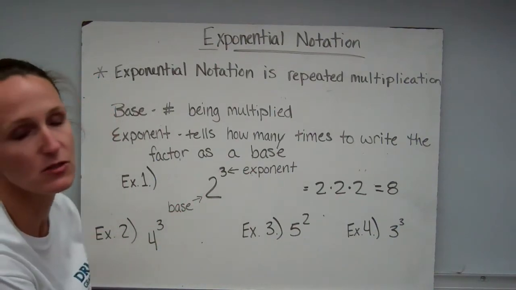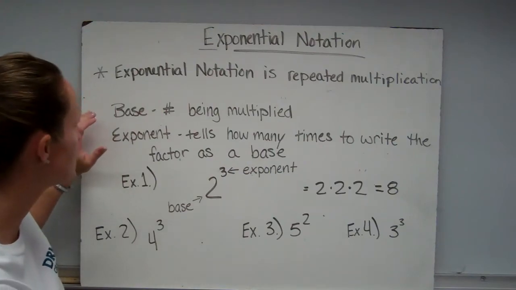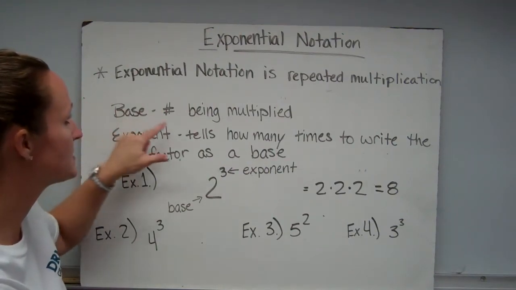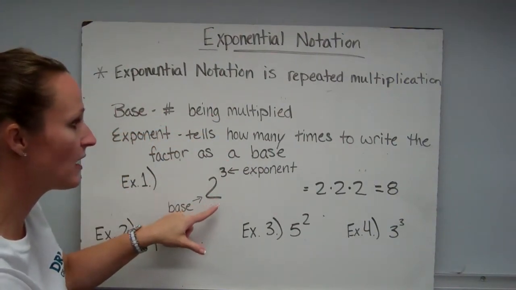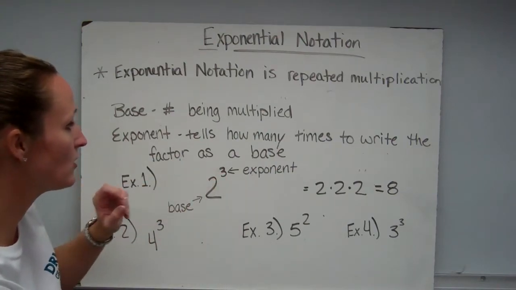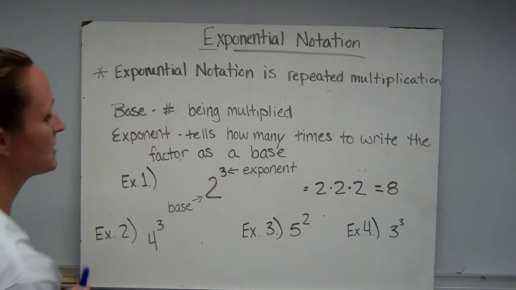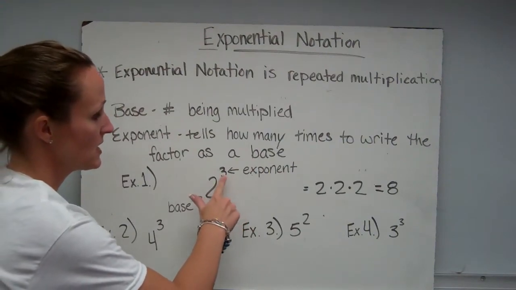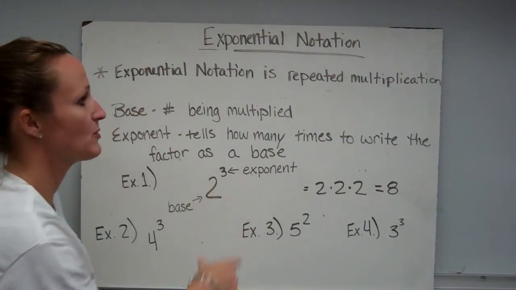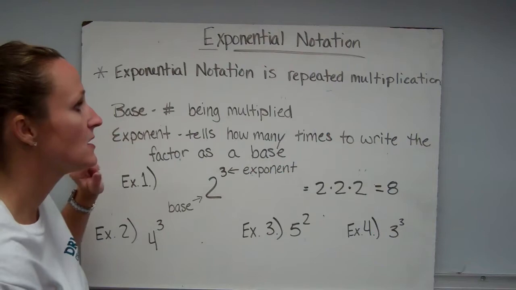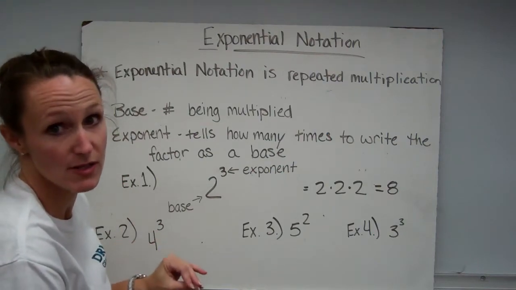There's two important things you need to know about dealing with exponents. One is that you have a number called a base. Base is the number being multiplied. Down here I wrote the expression 2 to the third power, or 2 cubed, we sometimes call this. 2 would be our base. This 3 up here is our exponent. And the exponent tells how many times to write that factor as a base.